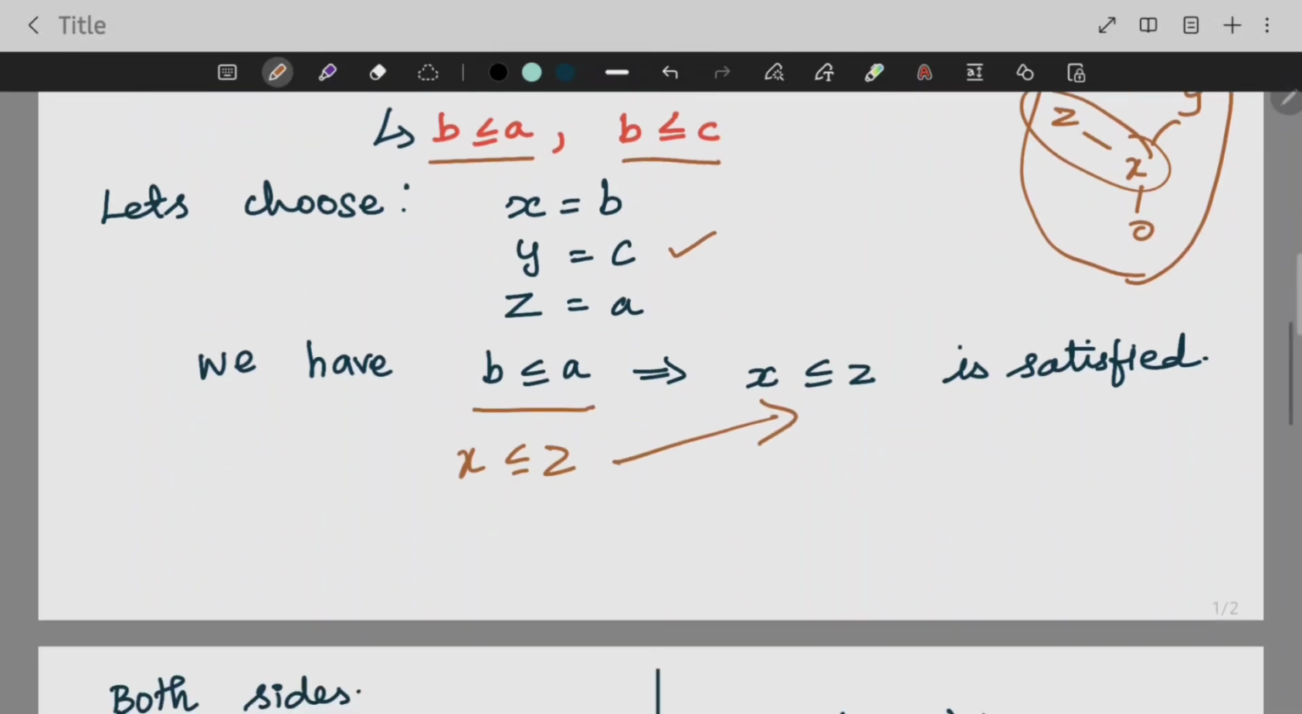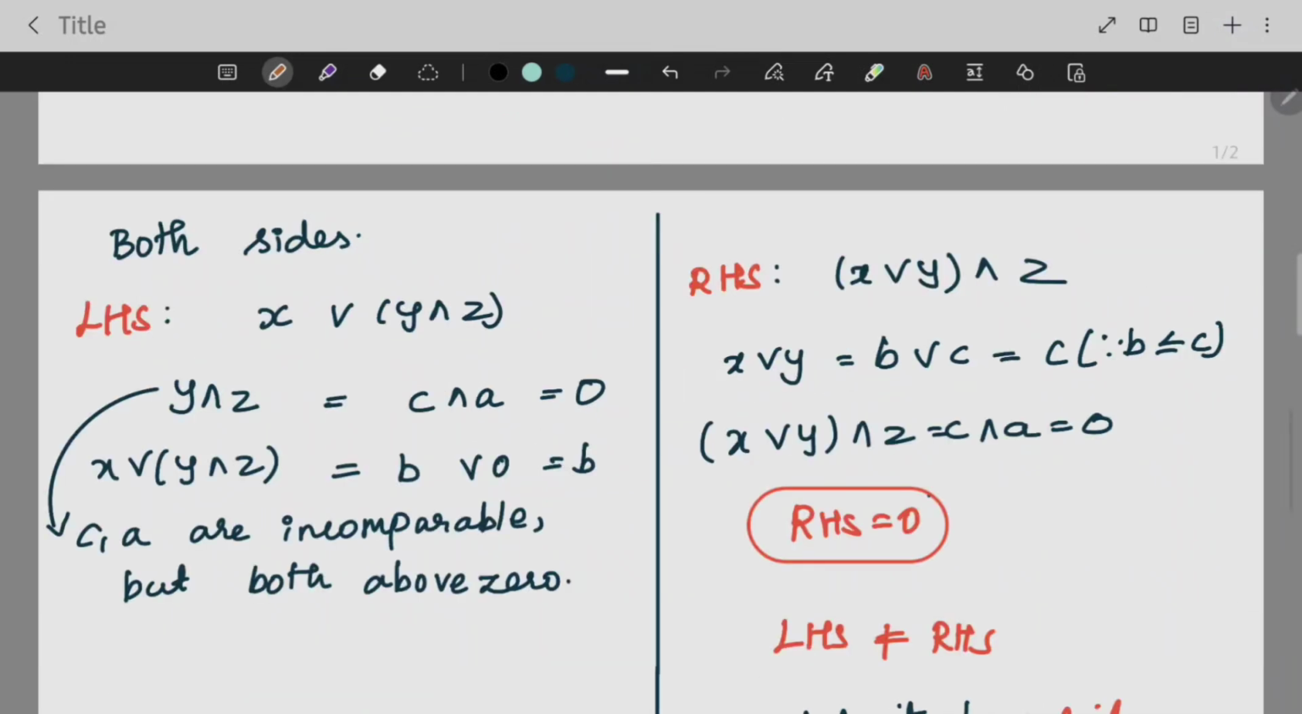So first is satisfied, I hope so. Modularity law, you know that from what I taught before. Now calculate the LHS of the modularity law, that is X join Y meet Z.